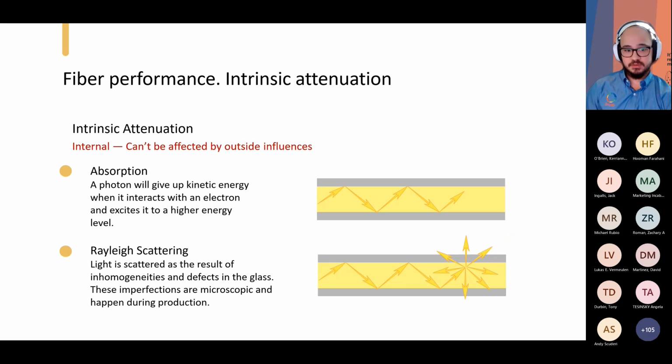And then the second one is Rayleigh scattering, like you saw on the graph earlier. And that is light scattering as a result of defects or inhomogeneities that are present in the fiber during production. These are very small, like microscopic imperfections that just happen during production.